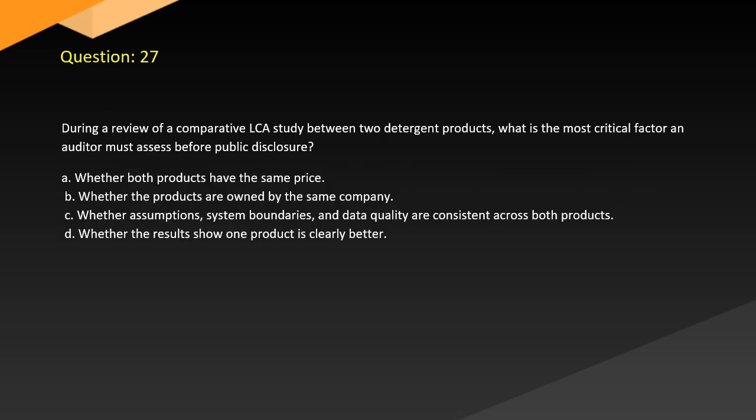Question 27. During a review of a comparative LCA study between two detergent products, what is the most critical factor an auditor must assess before public disclosure? A. Whether both products have the same price. B. Whether the products are owned by the same company. C. Whether assumptions, system boundaries, and data quality are consistent across both products. D. Whether the results show one product is clearly better.